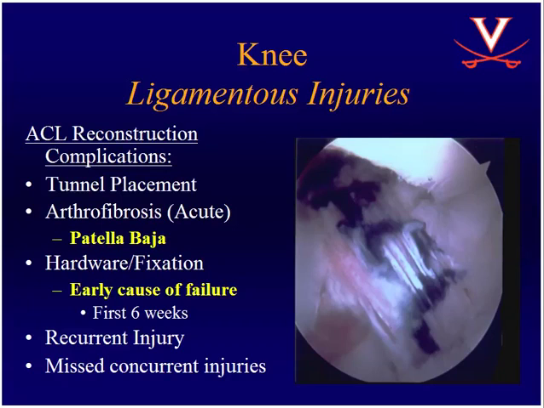The other risk is loss of motion early, and that happens sometimes when you operate too early. Other issues are hardware failure, which is an early cause of failure, recurrent injuries, and then people you didn't understand had a combined injury. They may have had an ACL posterior lateral corner. You only fix the ACL. The posterior lateral corner is going to cause that to fail.